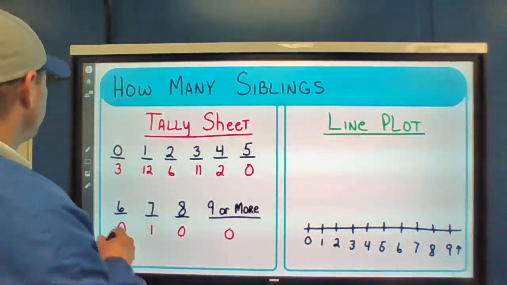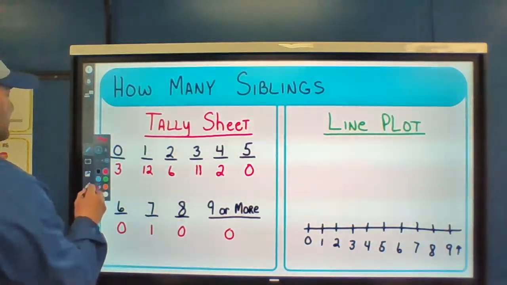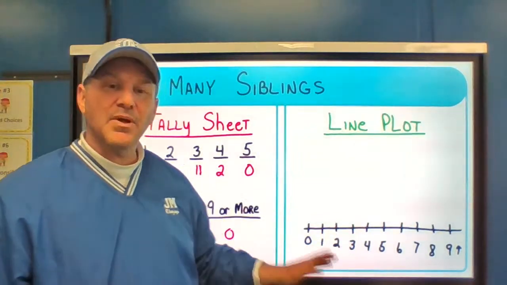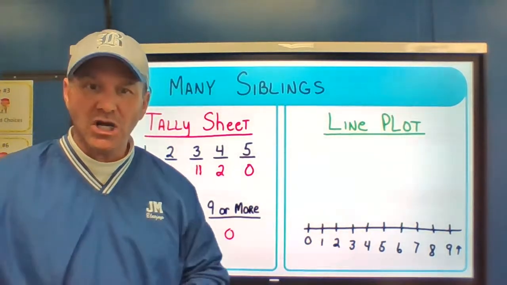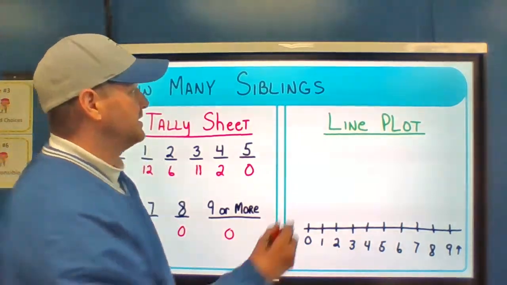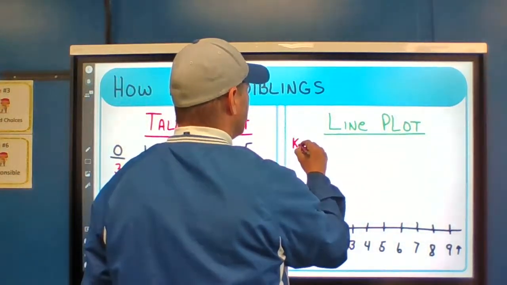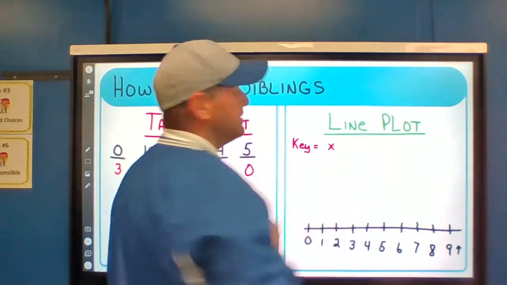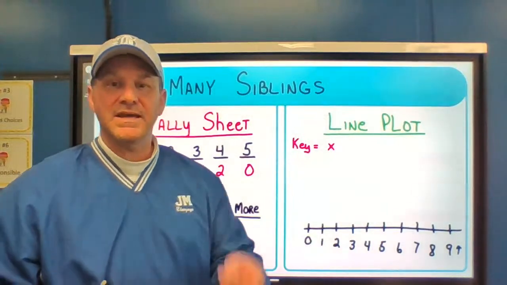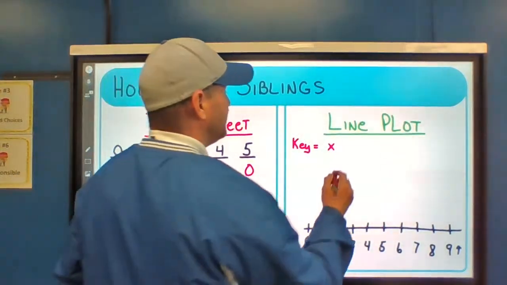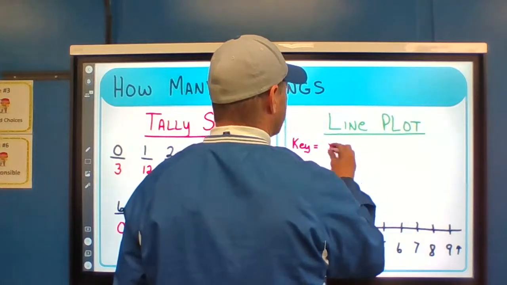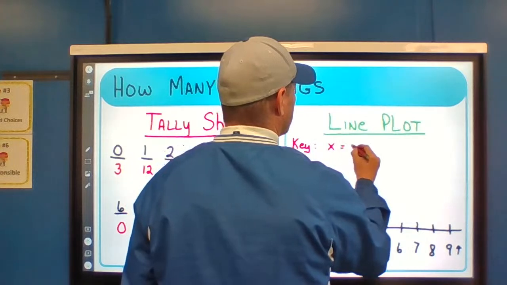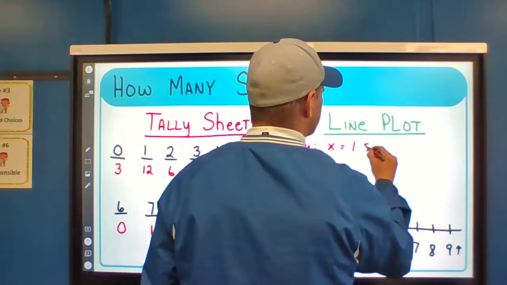Now, when I do my line plot, I have to let everybody know, because I'm going to mark the line plot based on the data, I need to know what each marking represents, and that's called a key. So I'm going to put my key where for every X that I put on my line plot, that means that's 1 person. So my key is X equals 1 student.